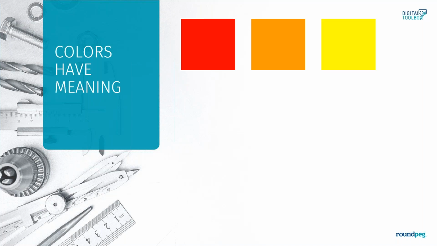Yellow is hard because it's a little bit harsh on the eyes, but yellow is a bright, fun color.